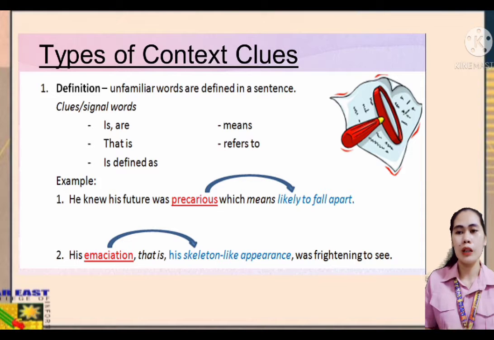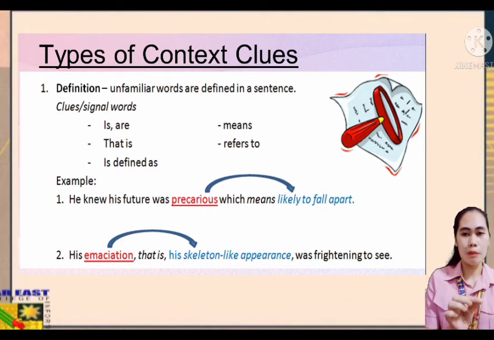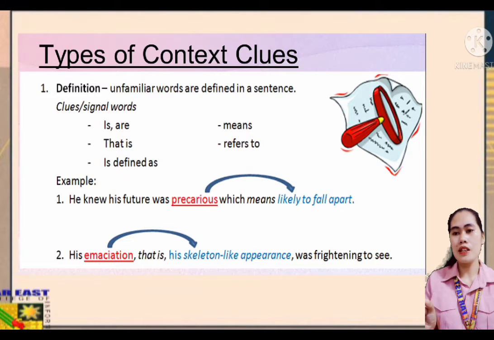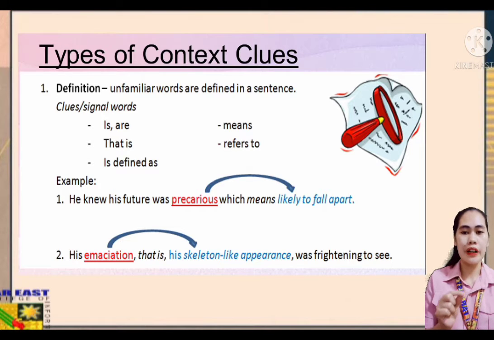So, we have here an example. He knew his future was precarious, which means likely to fall apart. Okay? So, yung unfamiliar word natin dito is the word precarious, which means likely to fall apart. So, mapapansin niyo meron siyang definition, okay, ng precarious. Okay? Next example natin is: his emaciation, that is, his skeleton-like appearance, was frightening to see. So, our unfamiliar word here is the word emaciation. So, meaning is his skeleton-like appearance.